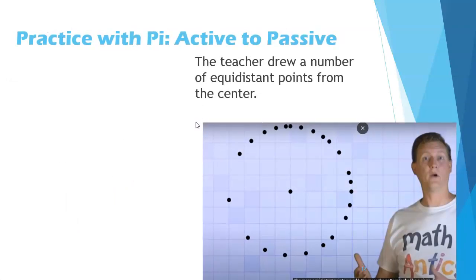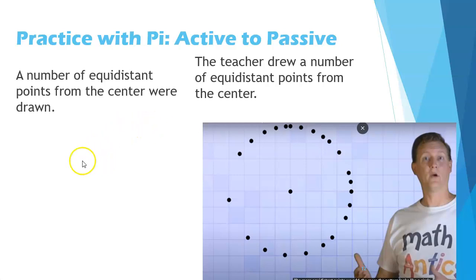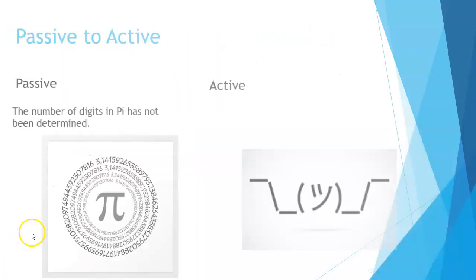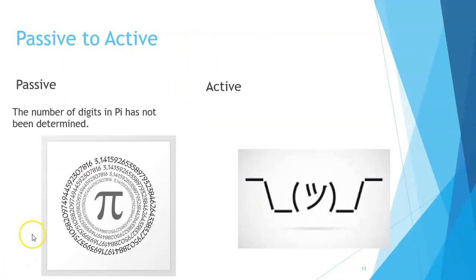Active to passive. The teacher drew a number of equidistant points from the center. Let's change it to passive voice. A number of equidistant points from the center were drawn. Going from passive to active now. The number of digits in pi has not been determined. Active. No one has determined the number of digits in pi.